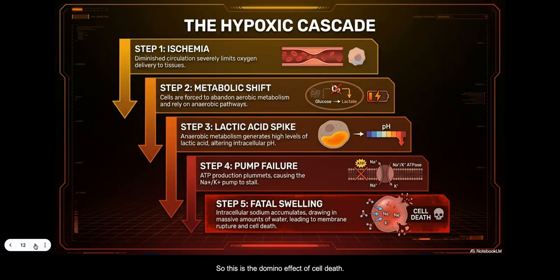So this is the domino effect of cell death. It begins with ischemia, diminished circulation, which forces a metabolic shift to anaerobic pathways. This causes a lactic acid spike, dropping the intracellular pH. And we'll learn a lot more about pH later, but it's extremely important to maintain that pH. That is part of homeostasis. Consequently, the sodium-potassium pump fails, leading to fatal swelling as water floods the cell, eventually causing membrane rupture and death.